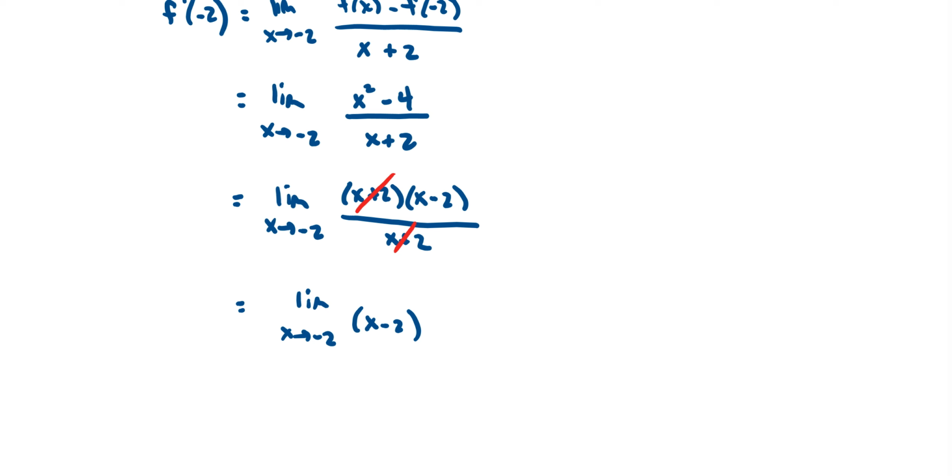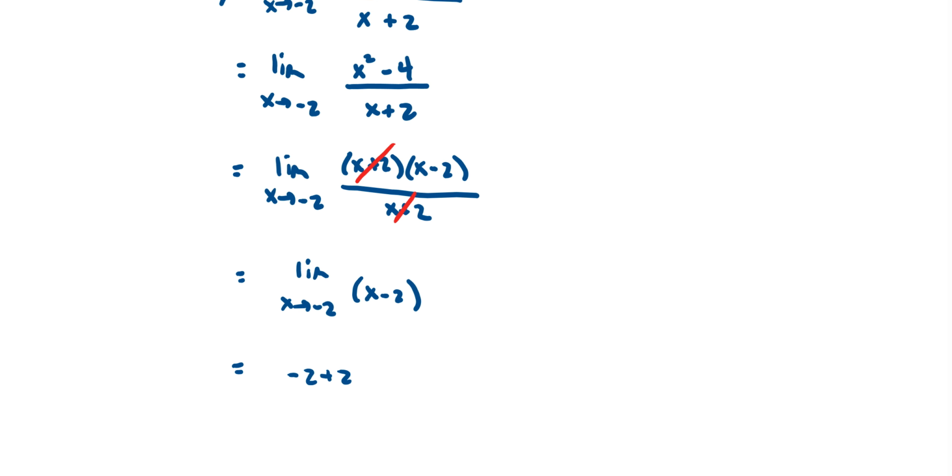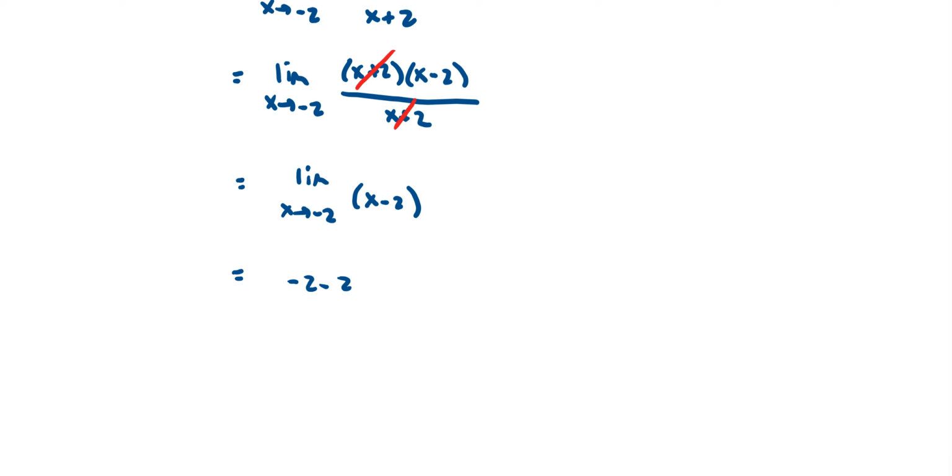Now we can do direct substitution, plug in our negative 2 into the x, negative 2 minus 2, and we end up getting negative 4. So we just found out that f prime of negative 2 equals negative 4.